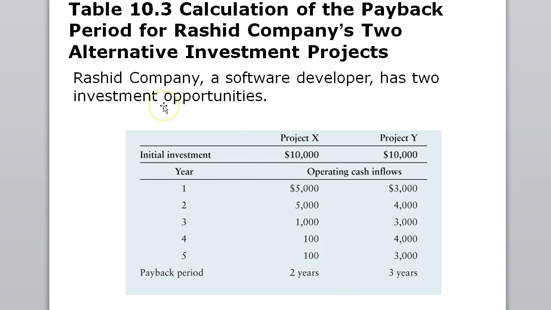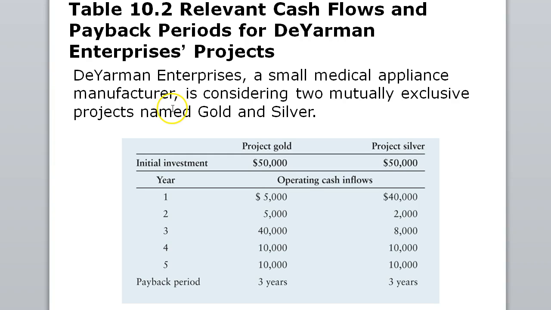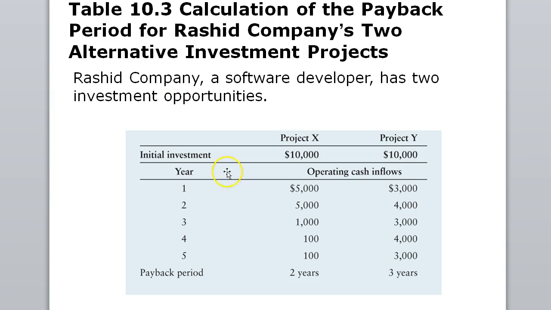Now let's look at the payback period for Rashad Company's 2 alternative investment projects. Okay, we have $10,000 here and $10,000 there as the initial investment. These are the operating cash flows. This has a payback period of 2 years, and this has a payback period of 3 years. So here you would say if you're using payback, you should accept this one. But if you look at the future cash flows, even though these cash flows are smaller in the beginning, year 4 and 5 are much larger. So actually you would do better off picking project Y. The payback period says you should pick project X, but common sense shows you should pick project Y.